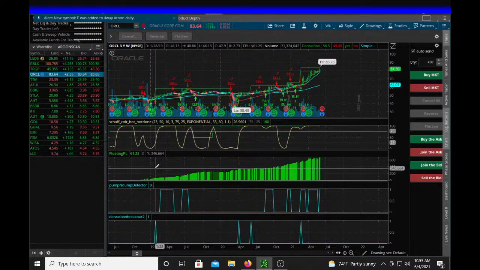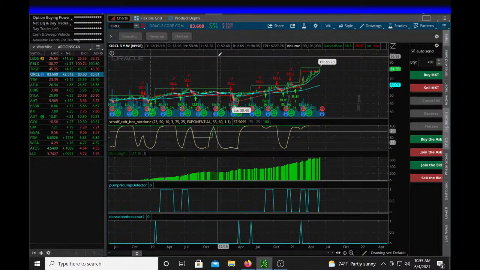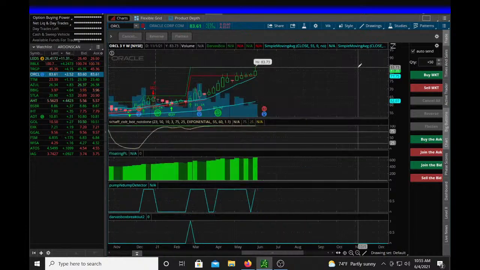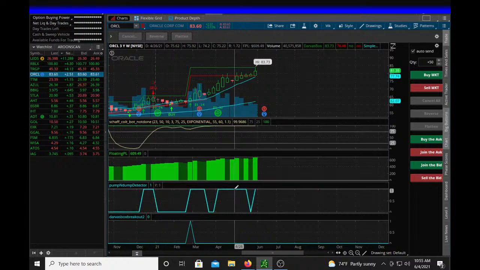Ford was added to the scan again. Ford is popping off, and it looks like LEDS is too. LEDS has been a big runner. Oracle is in a bit of a pump and dump cycle right now. We can see that it's being pumped, so it will be dumped.